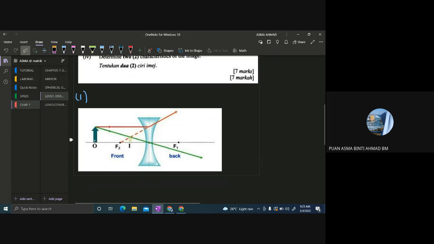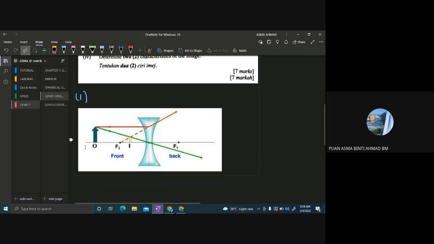So how to draw the position of the object? First, we must draw an arrow and label it as O. For the second step, to draw the ray diagram, to determine the position of the image, we must draw a minimum of 2 rays.